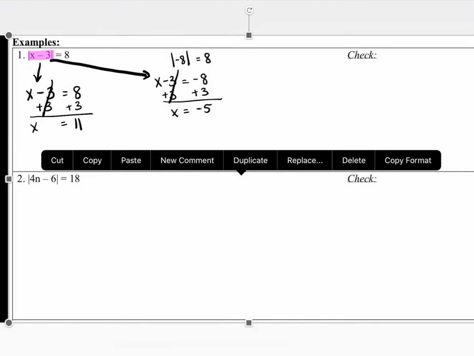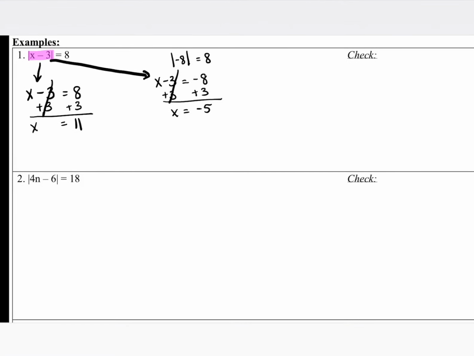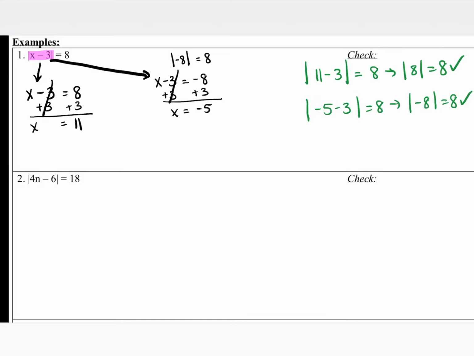Now to check to make sure that we did our math correctly, we're going to plug back into the original equation, also known as a check step. I know, all of your favorites. So let's say we have the absolute value of 11 minus 3 should give us 8. Well, 11 minus 3 is 8, and the absolute value of 8 is positive 8. Perfect. Now if we have the absolute value of negative 5 minus 3 equals 8, well, we know negative 5 minus 3 is negative 8, and the absolute value of negative 8 equals 8.